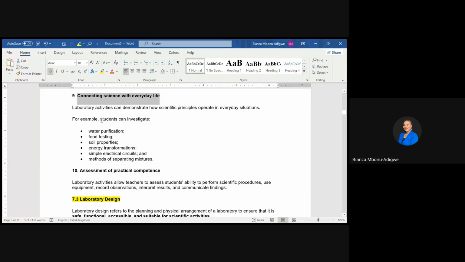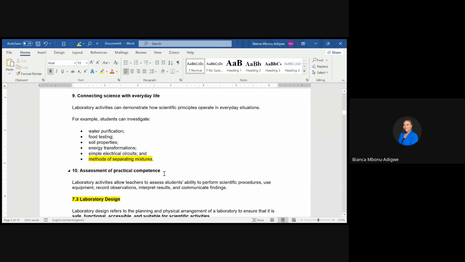There are some things that students investigate, like water purification. I remember in JSS3, we did separation techniques, how to use alum to purify water. We did food testing, soil properties, energy transformation. That was where we did conduction, convection, radiation, and all that. We also did simple electrical circuits and methods of separating mixtures. In fact, these methods of separating mixtures taught me something.